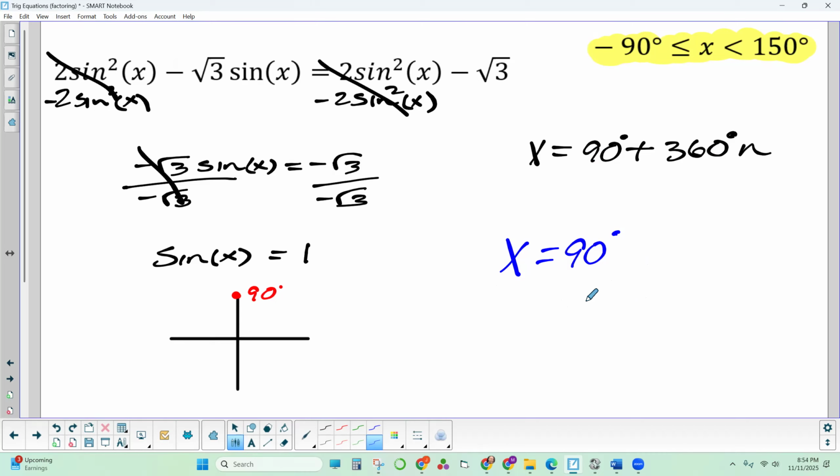Okay? So hopefully this helps you out. Factoring is definitely a strategy we use when solving trig equations, and I will see you in the next video.